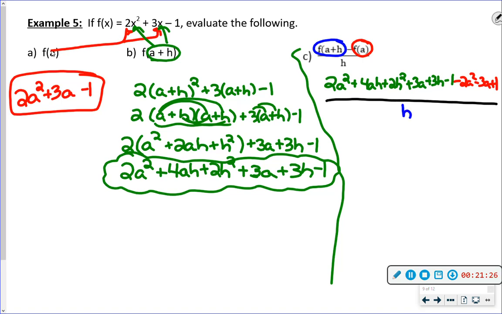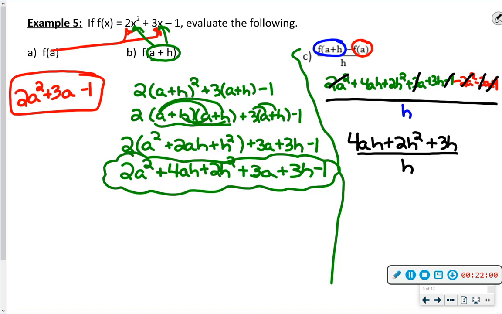Okay. Now I'm taking a look. I'm like, okay, maybe some stuff cancels now, right? There's a lot of stuff and a lot of terms on the top. I see our 2a squareds are going to cancel. That's really good because I'm really running out of room here. I see our 3a's are going to cancel. And I see the 1's are going to cancel. Oh, good. Okay, I'm so happy. So I'm down to 4ah, 2h squared, 3h, over h. Can you simplify anything else?